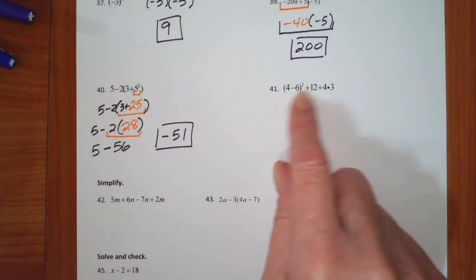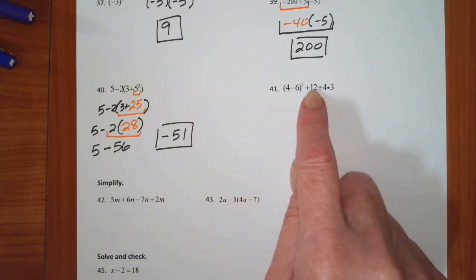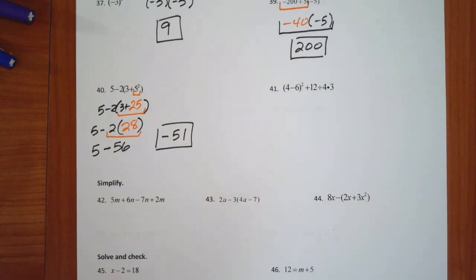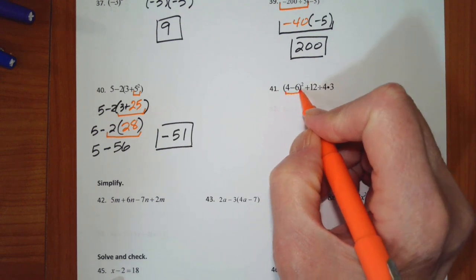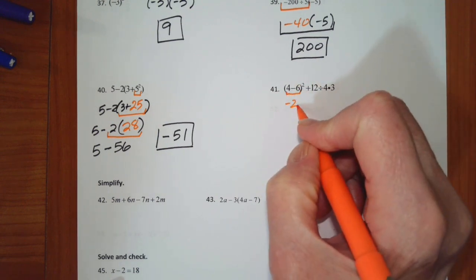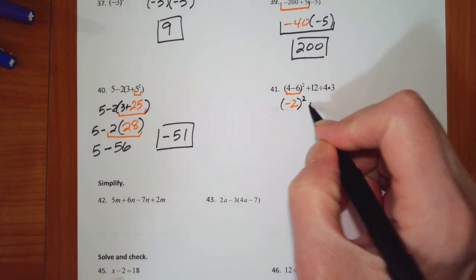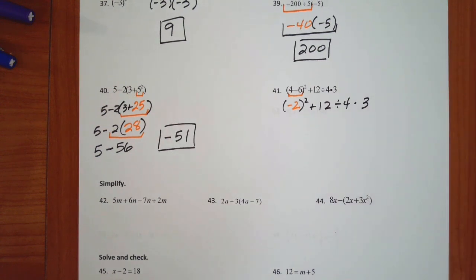Okay, 41. I have to get rid of the parentheses. I have to get rid of the exponent. I have to do my multiplication and division, and then I do my addition. Okay, so we got a lot of steps on this one. So 4 minus 6 gives me negative 2. So I have negative 2 squared plus 12 divided by 4 times 3.